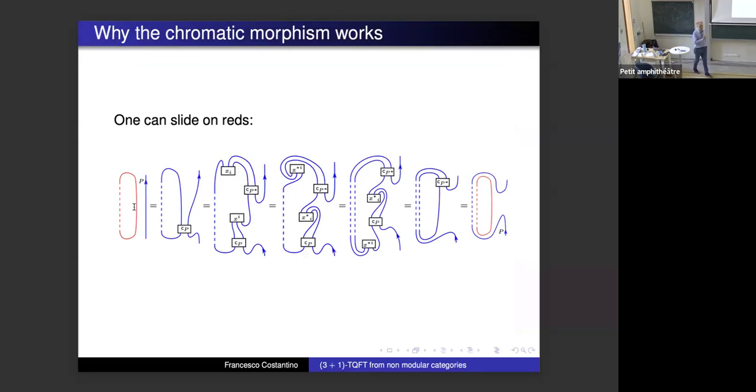So why this funny chromatic thing will solve our problem. Let me show you that one can slide on reds. This was the key property why I sold you this chromatic thing. And indeed, how do I make sense of the red? By definition, this is how I make sense of the red. And now I want to slide on it.